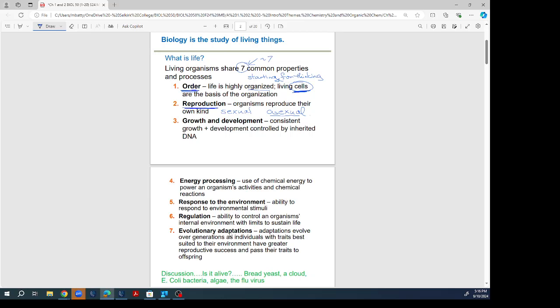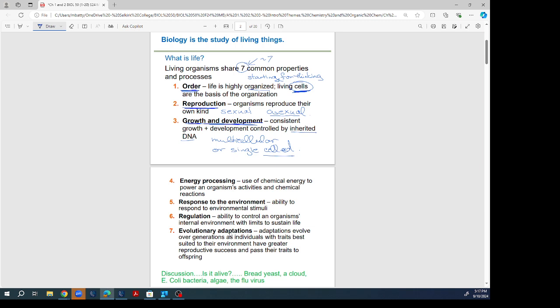The third criterion, if something is to be alive, is growth and development. What we're talking about here is some kind of consistent growth and development. Whether you're multicellular, that's pretty obvious: you grow up and get more cells as you get bigger, or even single-celled. Both of them are controlled by inherited DNA.